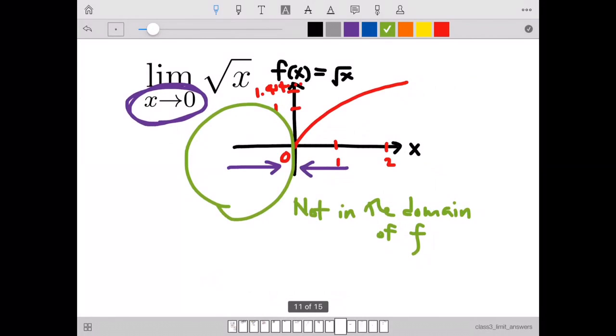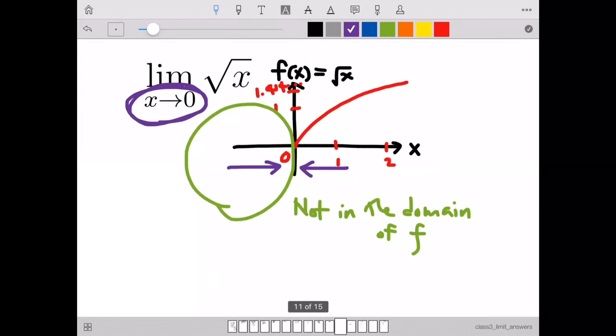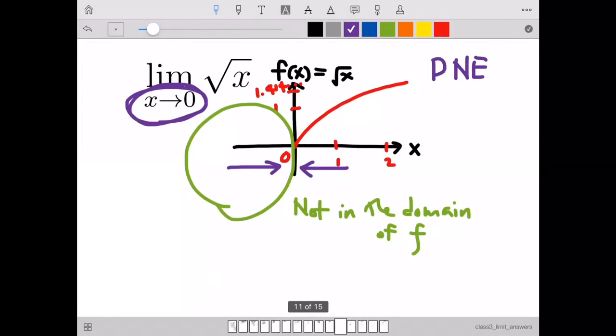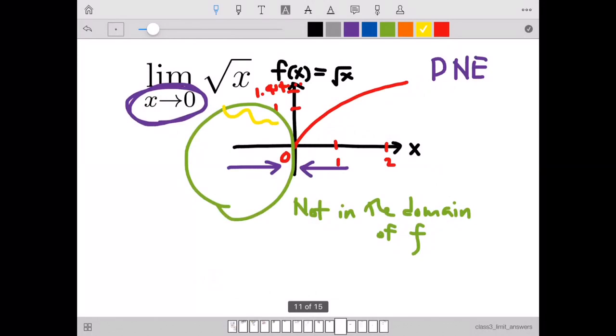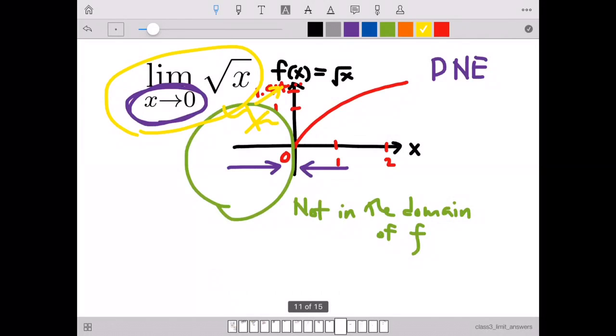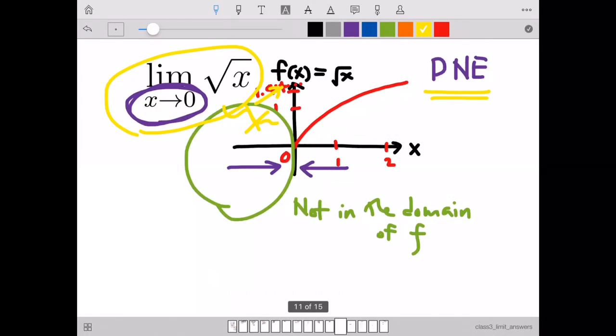Therefore, as it is, the problem does not make sense. The limit does not exist. Because to say a limit exists, we must have something on the left-hand side to determine the limit. But in this case, the function itself does not exist on the left. So as it is, the limit does not exist. Okay, that's important.